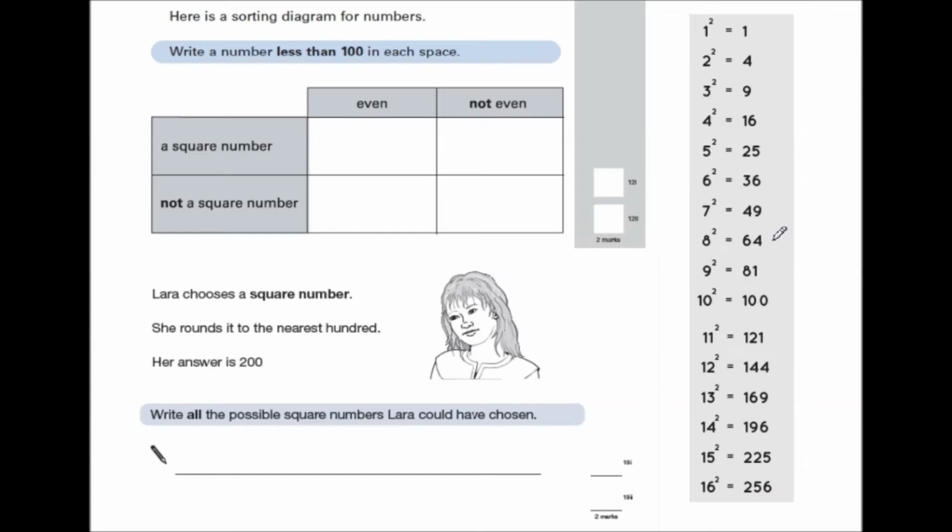So I'm going to choose 64, which is just there, 8 squared. Okay, 64, that's even because of the 4. Now we need an odd number, so a number which is not even, which is also a square number. So again, I'm going to have a look over here, and I'm going to choose 25. Okay, that's not even. Now beneath that, we firstly need an even number, which is not a square number.